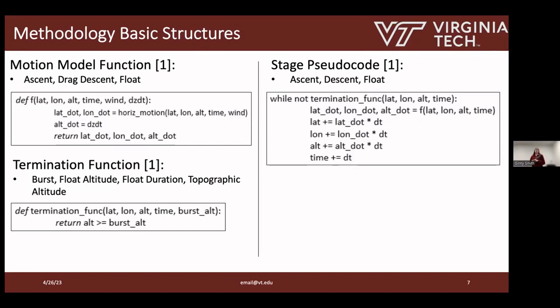On the right-hand side, you can see what that stage pseudocode looks like. Basically, while that termination function has not been met, calculate your change in latitude, change in longitude, and change in altitude, and then take that one step forward and calculate the next latitude, longitude, altitude, and time step for your balloon prediction. So this is the stage. In the next couple of slides, this stage pseudocode is what I'm talking about when I start talking through the different flight profiles.